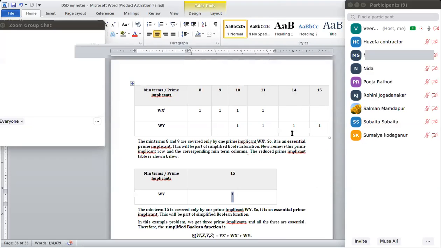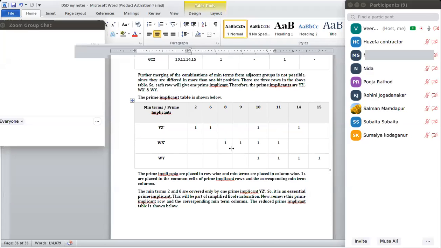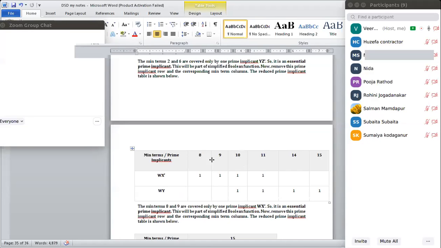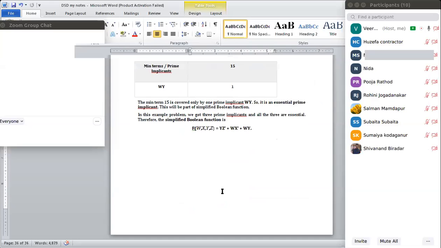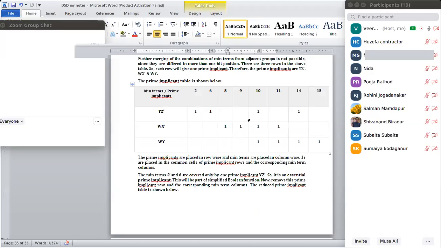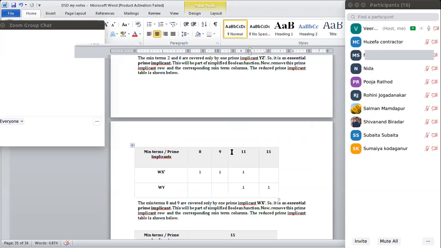Why? Because it is not getting covered by any other prime implicant. In a single table only you can get all the things. Okay, it has been divided here. Again, it has been divided here. So we will just remove whichever are already covered. Here 10 is covered, by yz bar, wx bar. 14 is also covered, by yz bar, wy. So 10 and 14 we will remove in the next step.